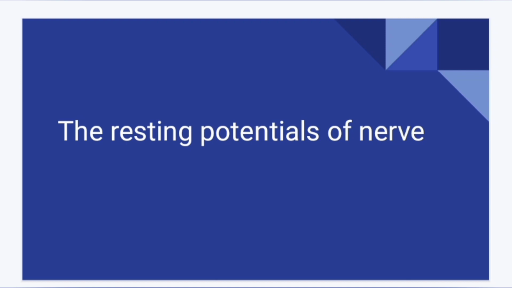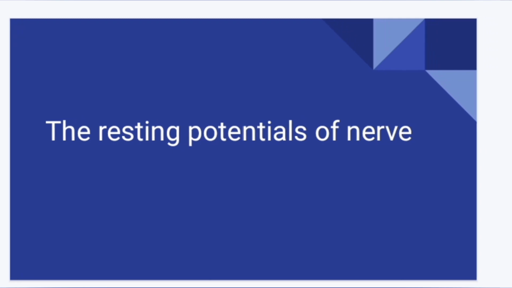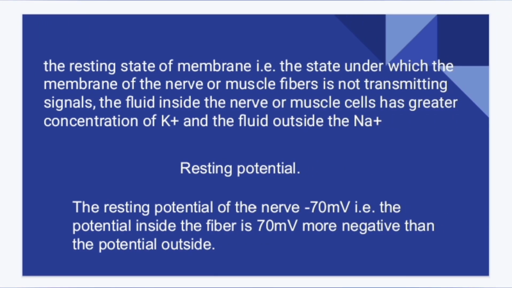So let's discuss the resting potential of a nerve. What is the resting potential of a nerve? Resting means that there is no work. So a neuron in the resting state is not conducting any impulses. We can say that it is the state under which the membrane of the nerve or muscle fibers is not transmitting signals, and the fluid inside the nerve or muscle cells has a greater concentration of potassium, and outside, sodium.